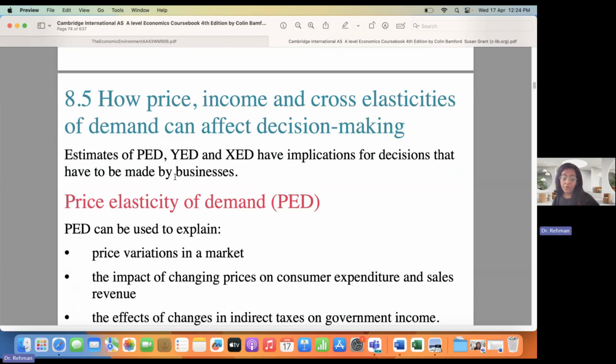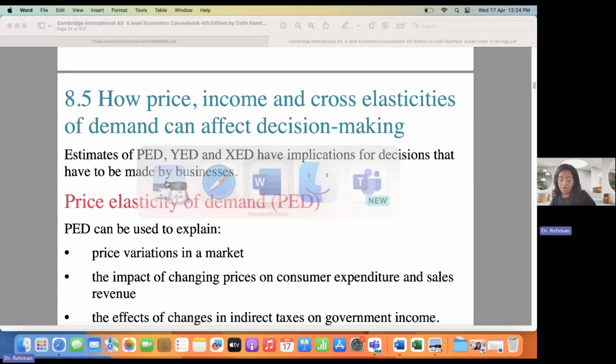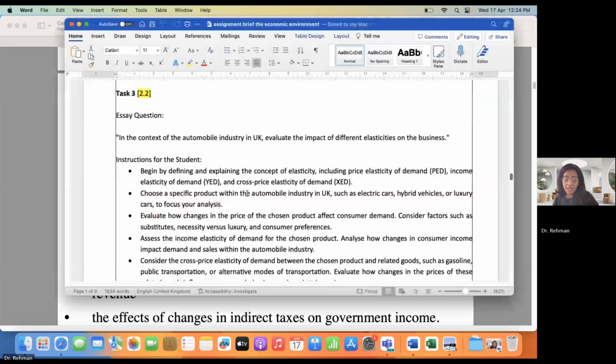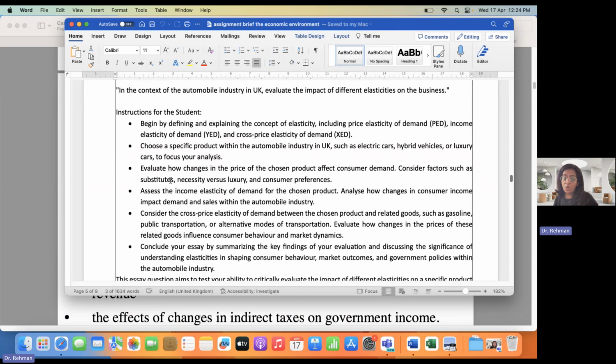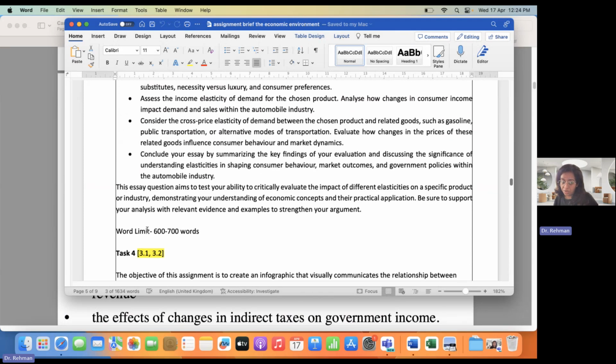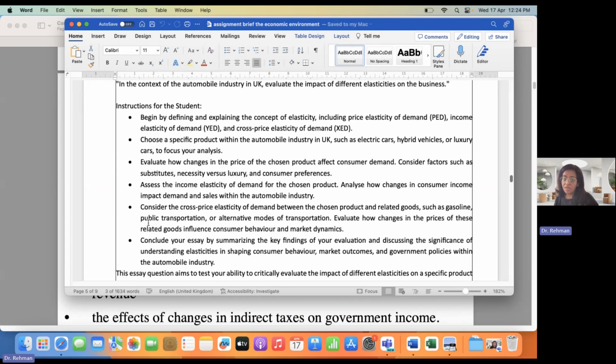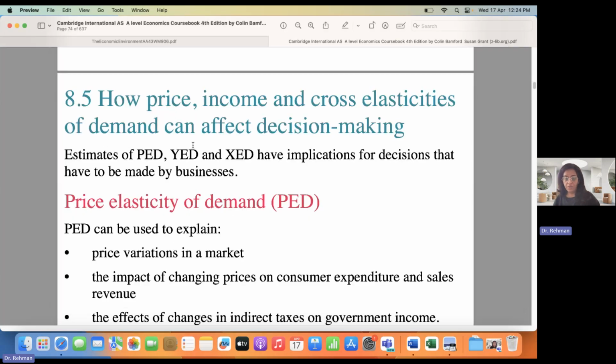This is important. Now, this is what is going to solve your last task. In the context of the automobile industry in the UK, evaluate the impact of different elasticities on the business. So there are a lot of products that I have given you here. You have to tell me what will happen if there is an increase in the elasticity of demand. What will happen if there's some sort of cross elasticity of demand associated with it. So you have to build a connection. Don't worry, I'm explaining it here, and then you can connect it with this example.